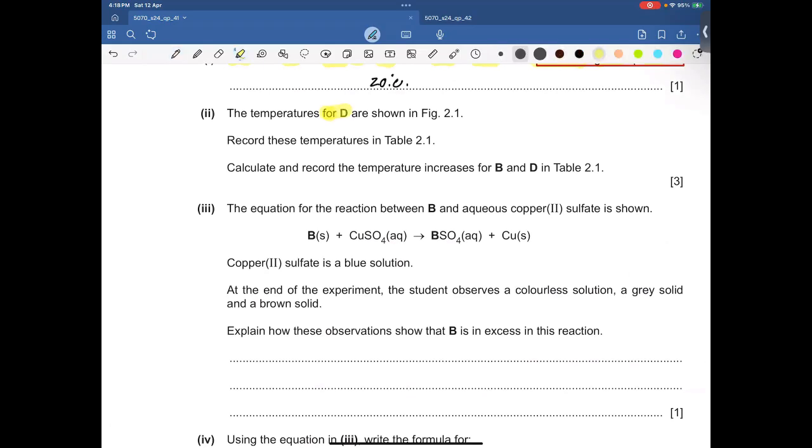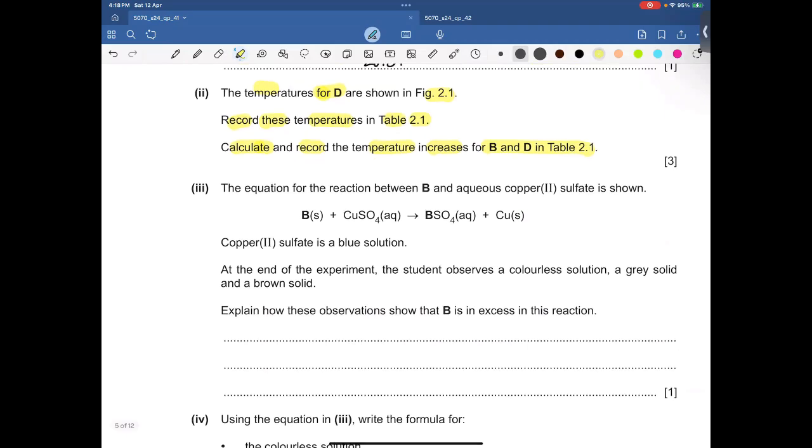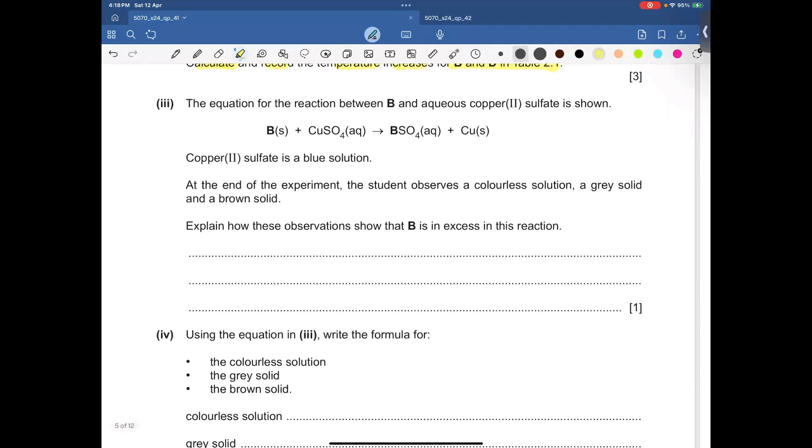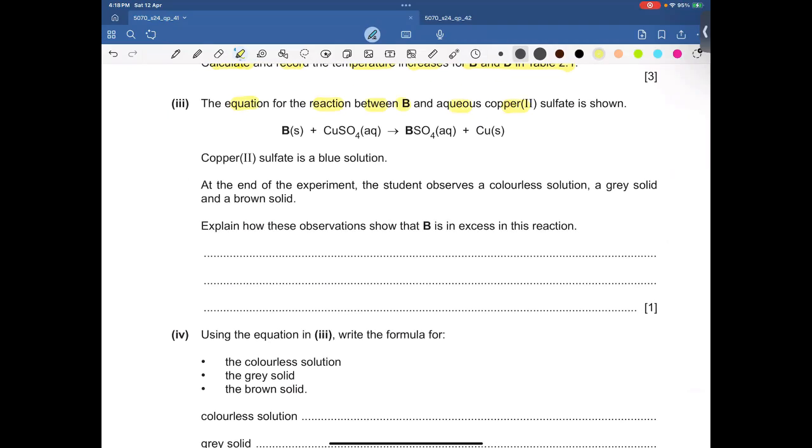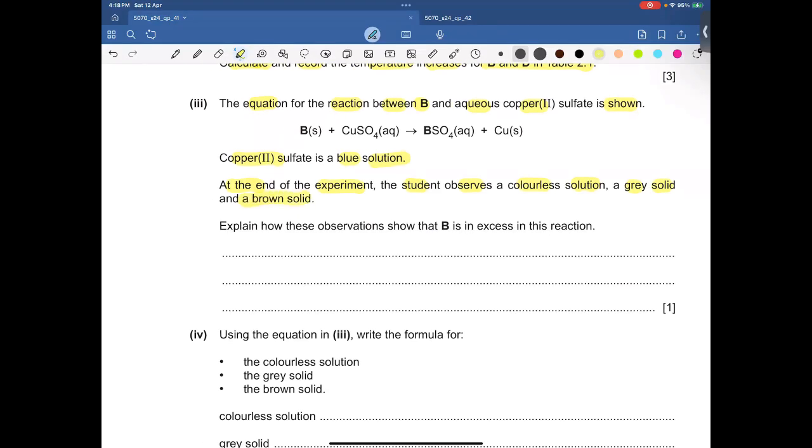The temperatures for D are shown in figure 2.1. Record these temperatures in table 2.1. I did that. Calculate and record the temperature increase. I did that part already. Now the next part of the question: the equation for the reaction between B and aqueous copper sulfate is shown. Copper sulfate is a blue solution. At the end of the experiment, the student observes a colorless solution, a gray solid, and a brown solid. Explain how these observations show that B is in excess in the reaction.